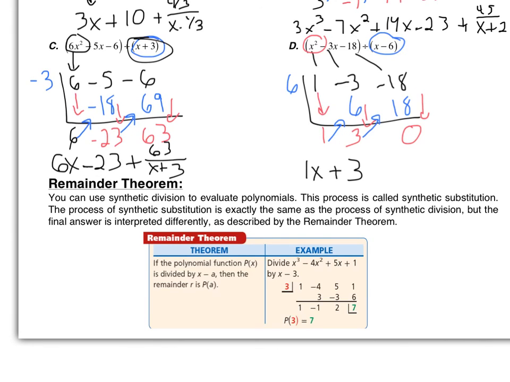So that sums up dividing using long division and synthetic division. In the next video, we will talk specifically about using synthetic division to evaluate polynomials so you don't have to plug it into the actual expression.